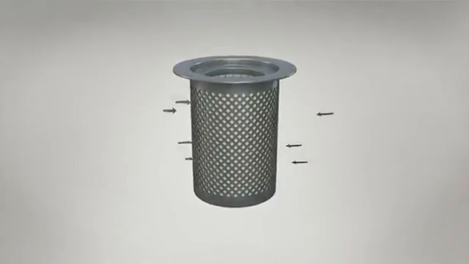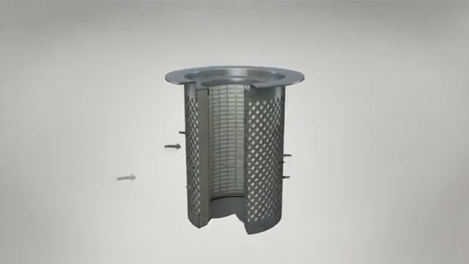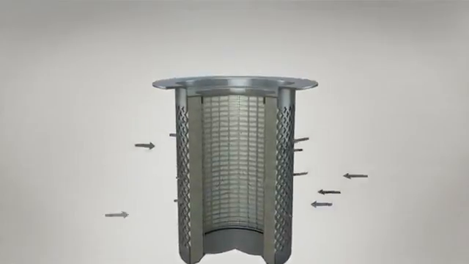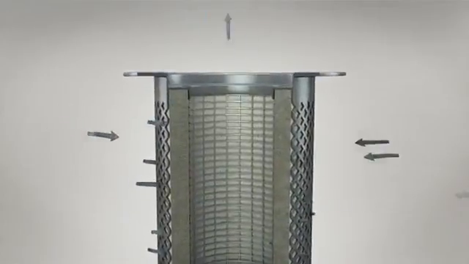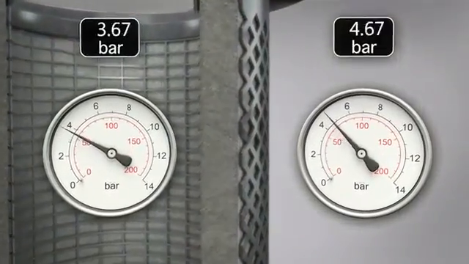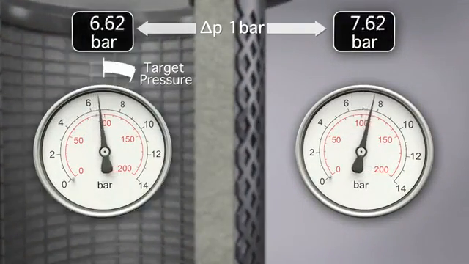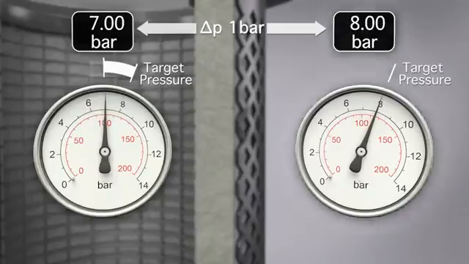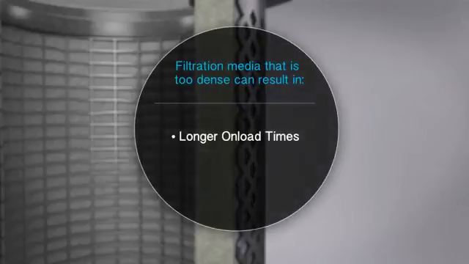contains unsuitable filtration media. Filtration media that is too dense will restrict airflow, creating an increased pressure differential across the element. Consequently, the compressor will continue to think its target pressure hasn't been reached, when in fact it has. The result: longer on-load times and increased energy costs.